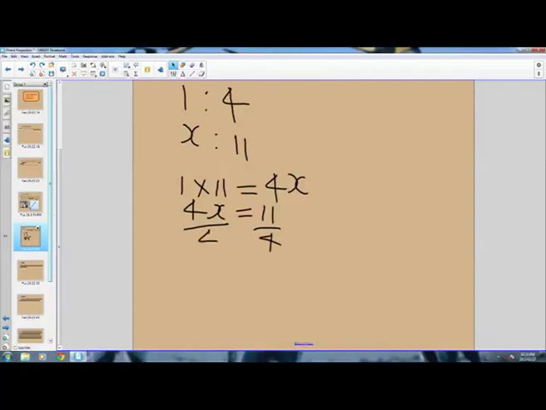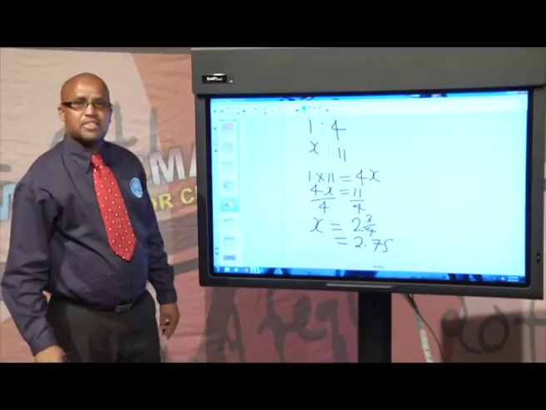Divide here by 4. And then your x will be 11 divided by 4. 4 into 11 is 2, that is 2 times 4, it's 8. Remainder 3, and then 4 into 3. Let me write this as x equals 2 and 3/4. This simply gives us 2.75. Let us go for a short break. When we come back, I'll explain further on this.